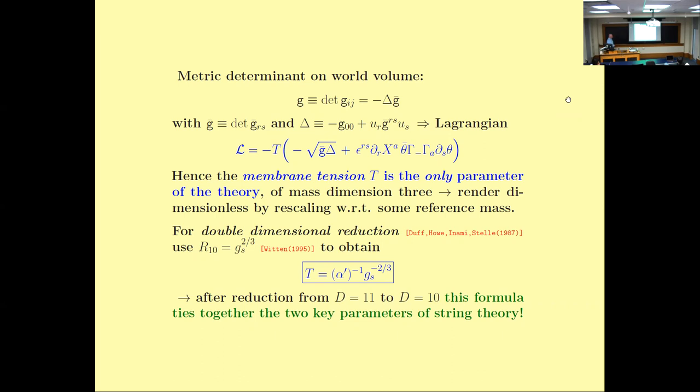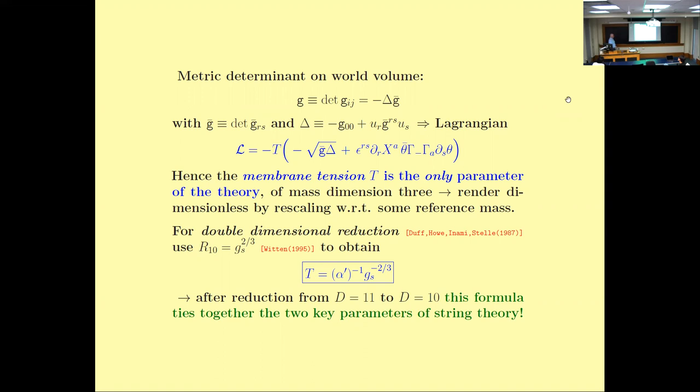So it's like compactifying, wrapping the membrane. And then by doing this, this 11th dimension is described by a certain radius R10. And then there's this famous result by Witten that the radius of the 11th coordinate can be equated with the string coupling to the power 2/3. It means that the membrane tension for the doubly dimensionally reduced theory can be equated with the first string tension, and the inverse power of the string coupling.